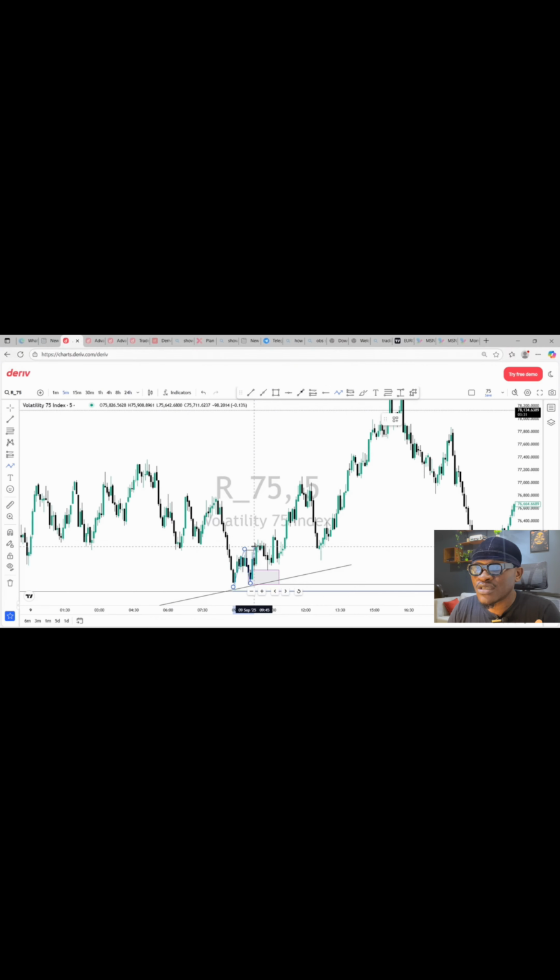I wish this was the normal TradingView so I can play back and it will be more clear. So this is where we had our break of structure. We had our break of structure here, and what happened next? We had to wait for price to come back into our zone. Now this is our demand zone.